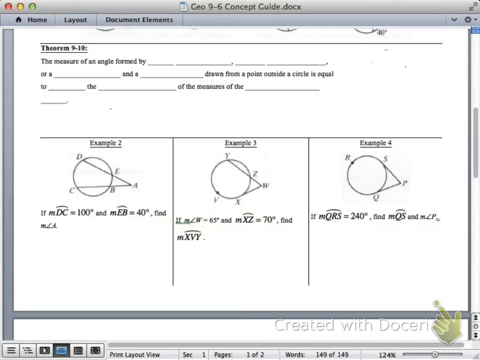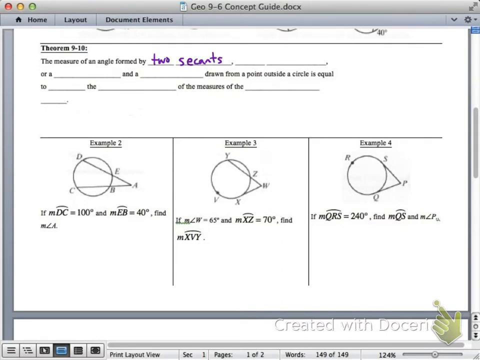Now, Theorem 9.10. We have, if the vertex of an angle is at the center, the central angle is equal to an arc. If we know about inscribed angles, and now it's in the center. So this last theorem is really just about what happens when an angle is formed outside a circle, as in these 3 examples we're going to do. How is it related to the arcs that are intercepted?